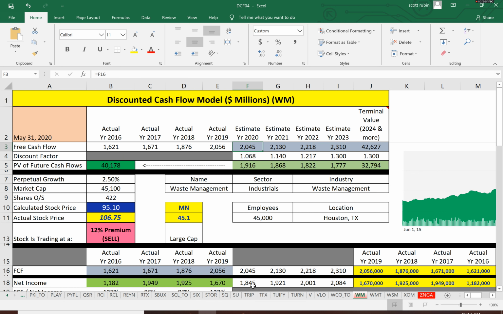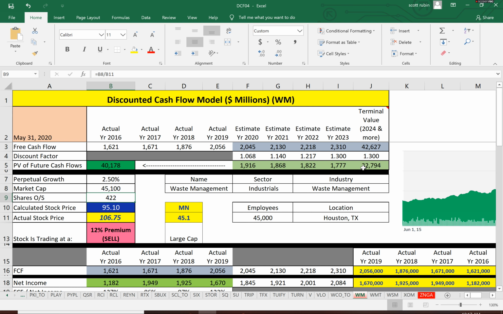We calculated free cash flows for 2020, 21, 22, and 23, as you can see here. All the cash flows after 2023, we did in one shot. We call that the terminal value. We used a Gordon growth model or dividend discount model to figure that out. We discounted the number back to today's values. And then the value of the company is $40 billion.